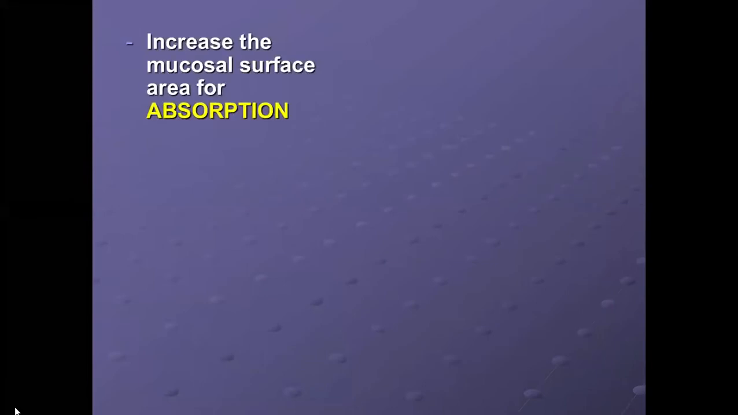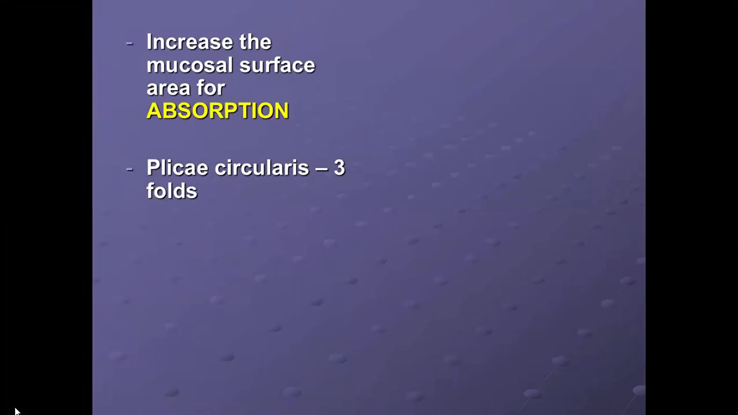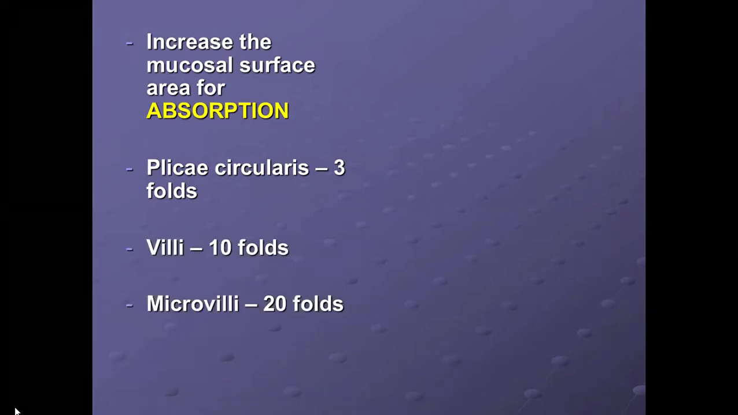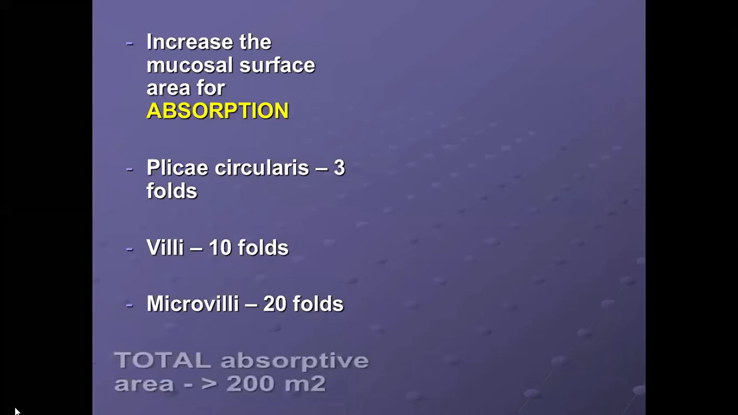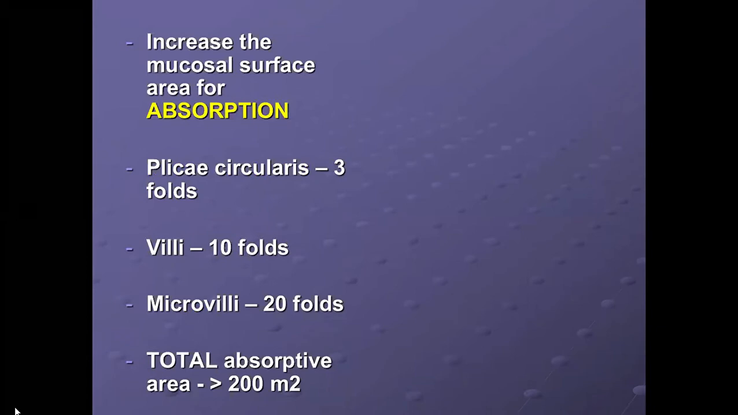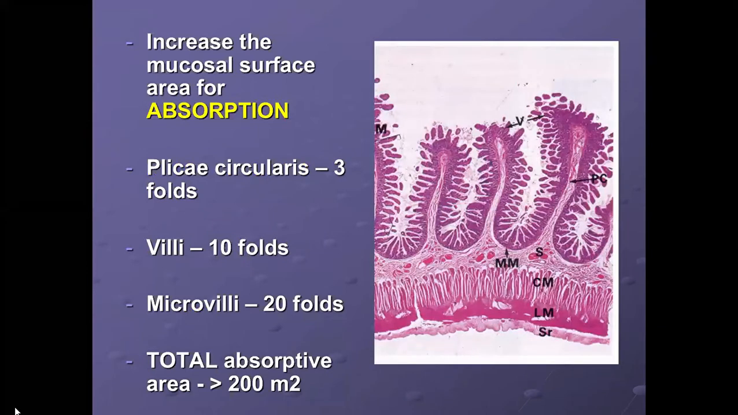All of this would increase the mucosal surface area. The plicae circularis increases the absorption by 3 times, the villi 10 fold, and microvilli 20 fold. A total absorptive area of greater than 200 square meters. There you are, the villi.